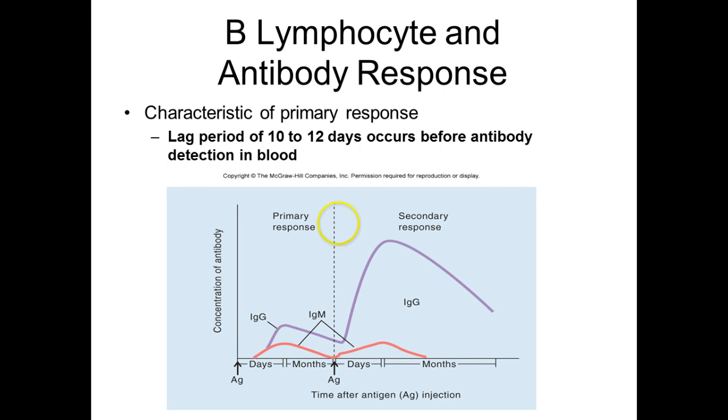The second time we're exposed, who is starting off this response? Is it a naive B cell? No, it's who? Memory cells. Memory B cells, and memory helper T cells are helping out if need be. And the response is that much faster. Really quick, lots of antibodies produced. This happens every time you're exposed to the same antigen. You're going to produce more and more antibodies. You're going to have a more and more aggressive response each time.